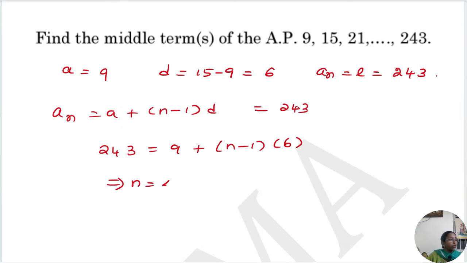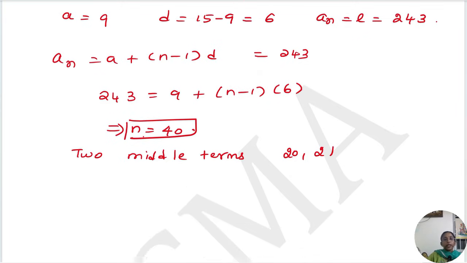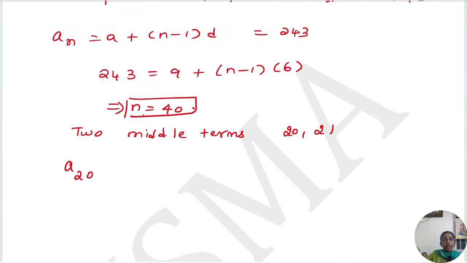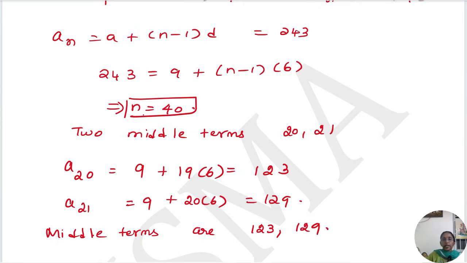So our n value is equal to 40, and 40 in the sense we are having two middle items. So two middle terms we are having, 20th and 21st. We have to find out the middle items. So A20 and A21 we have to find out. So A20 is equal to A value 9 plus 19 times 6, which is equal to 123, and A21 is 9 plus 20 times 6, which is equal to 129. So middle terms are 123 and 129.